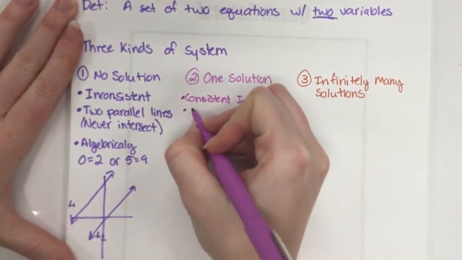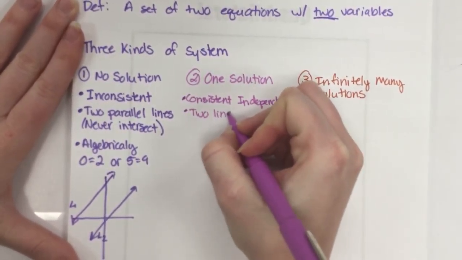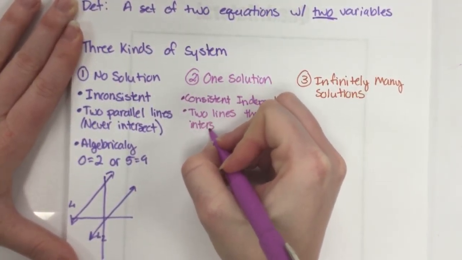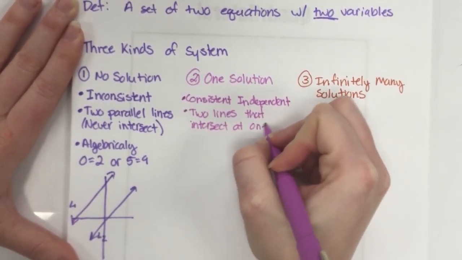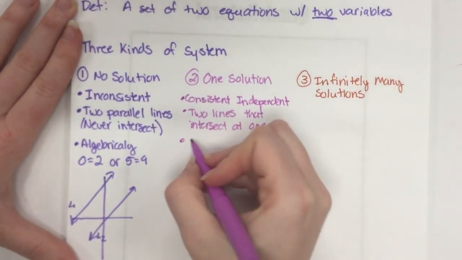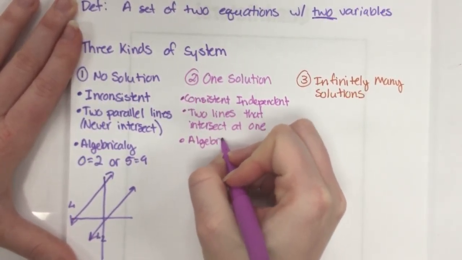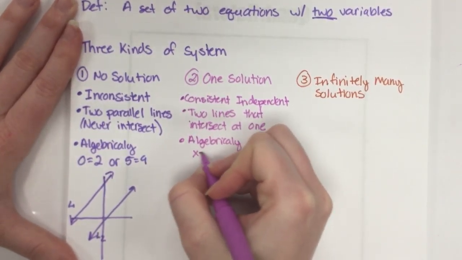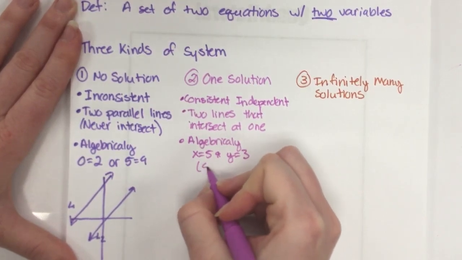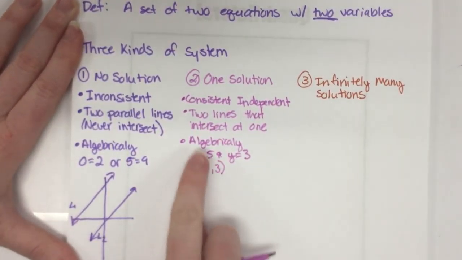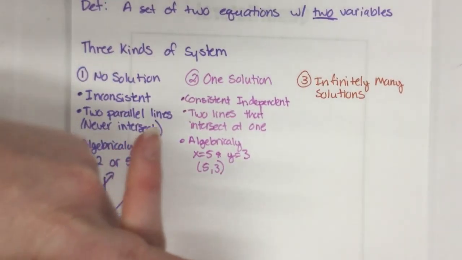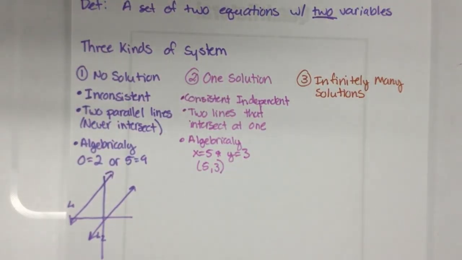What this will look like on the graph is two lines that intersect at one point. And guess what? That one point is the solution. Algebraically, when you're solving this, what you'll end up getting is x equals 5 and y equals 3. The way you would write that is the point (5, 3). This x equals 5, y equals 3 is the point that would appear on the graph where the two lines intersect. They would intersect at the point (5, 3).